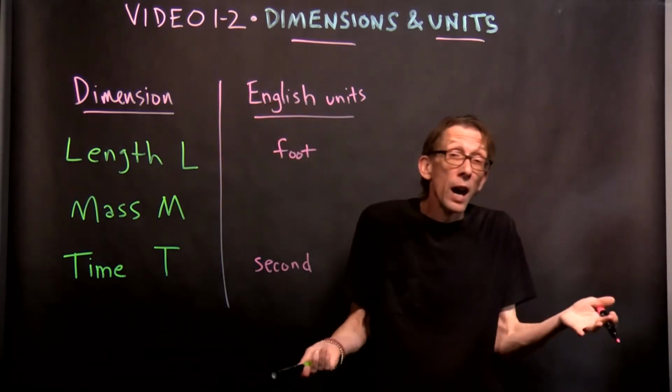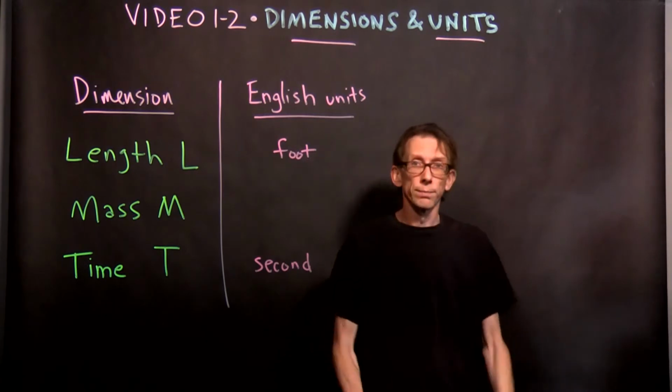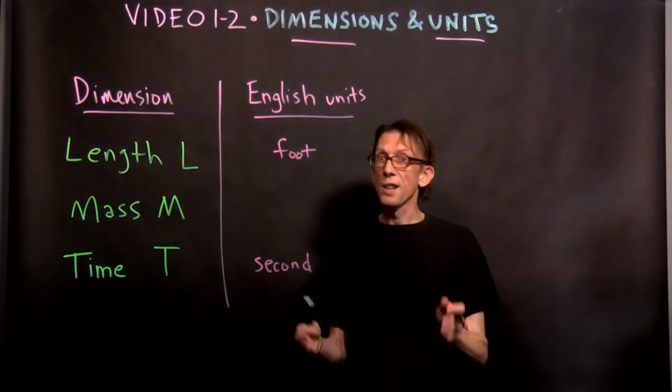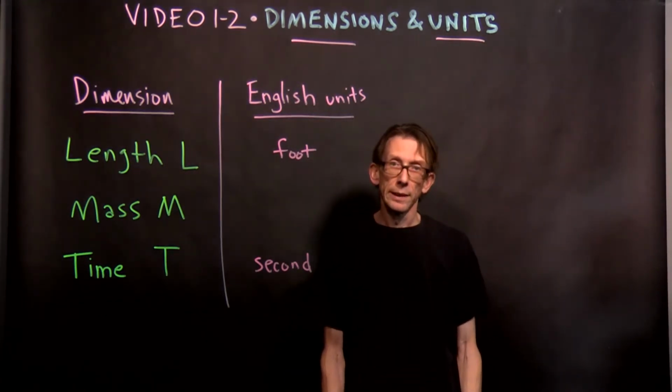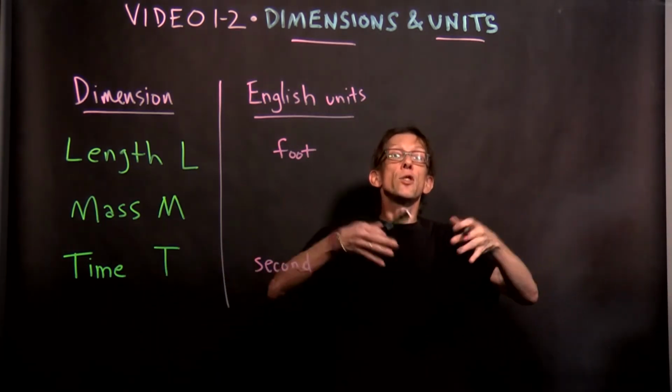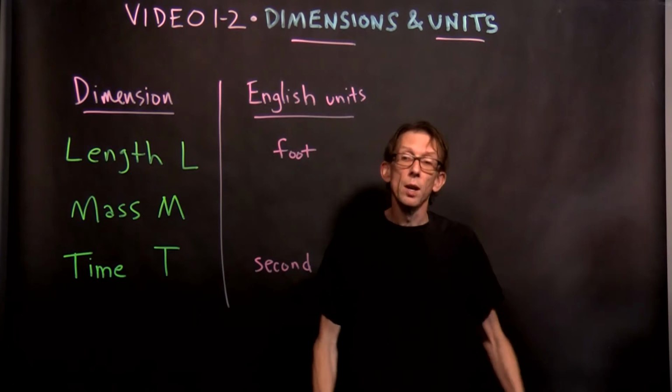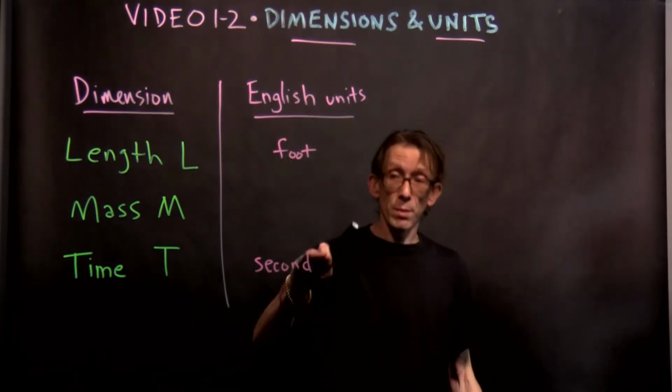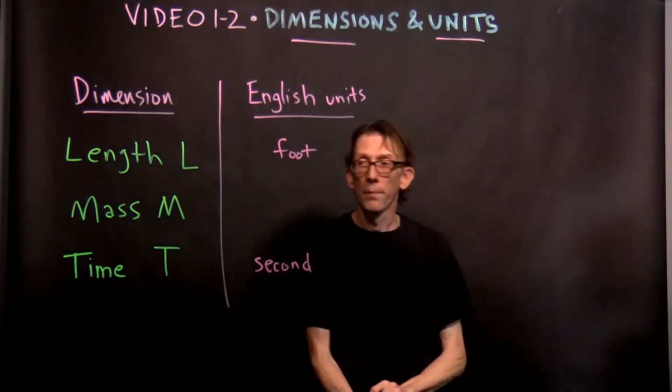Other units of time exist, right? There's the year. Okay, there's the nanosecond. There's something called the galactic year. Okay, there's all kinds of measurements of time we could use. We, in the English system, use seconds.